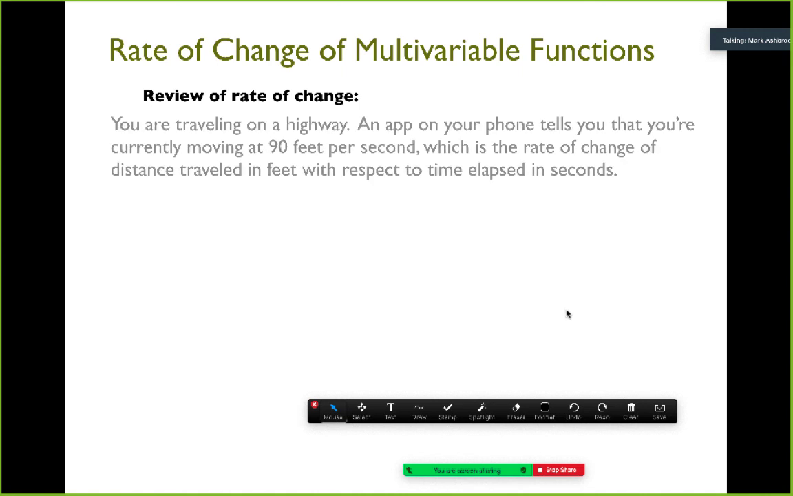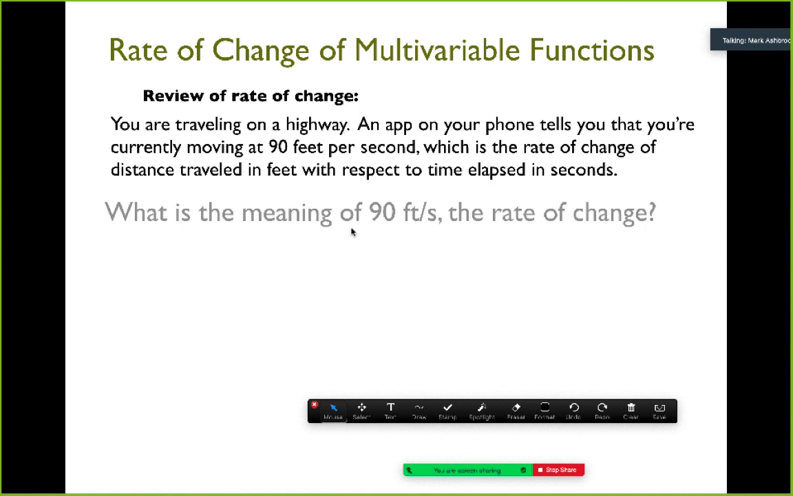And so let's see how this plays out. Here's an example. We're heading down the highway, and our phone is telling us that we're moving at 90 feet per second. That is the rate of change of distance with respect to time.